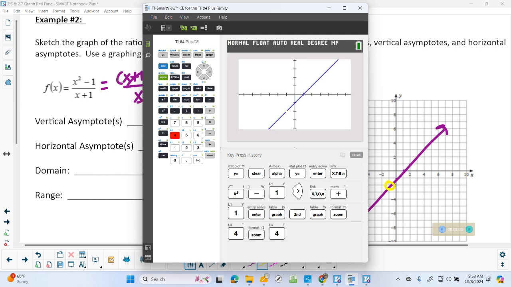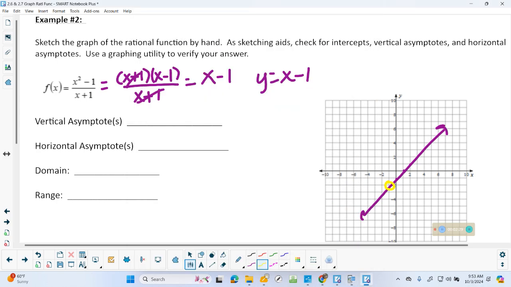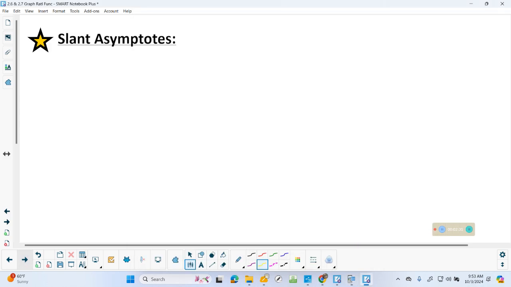Now, of course, I want it back to the normal screen for whatever I'm going to do next, so I just hit my zoom 6. All right, so I just wanted to show you how to do that if you were curious. All right, so last thing I have to show you today that we have to go over is the slant asymptote. First off, let's talk about when do we have it.